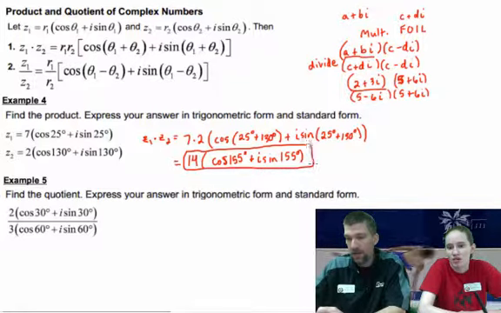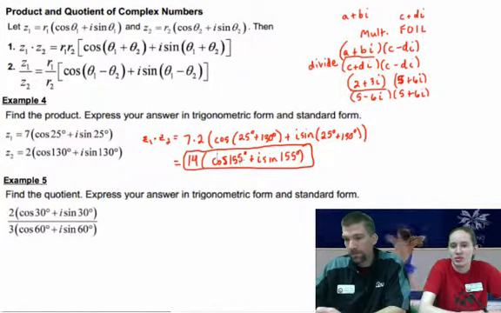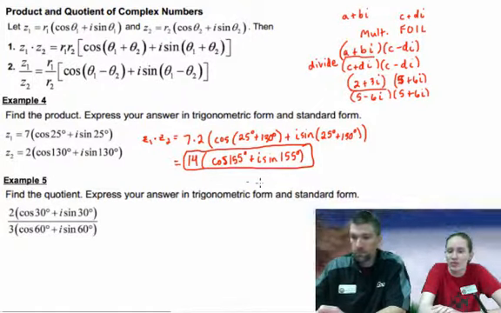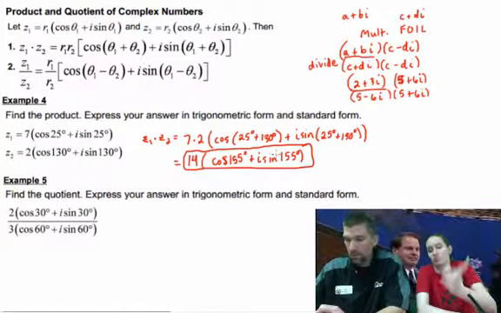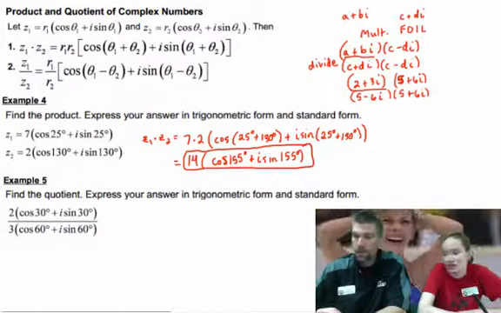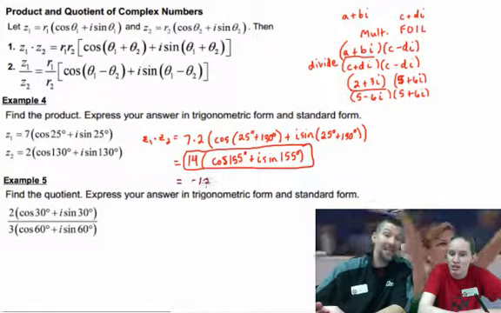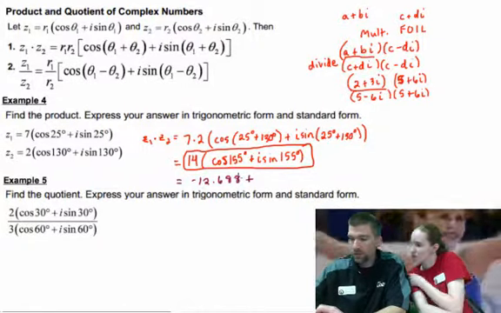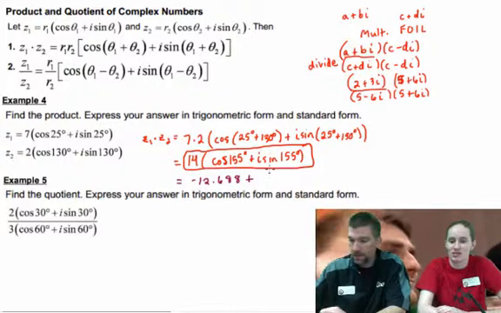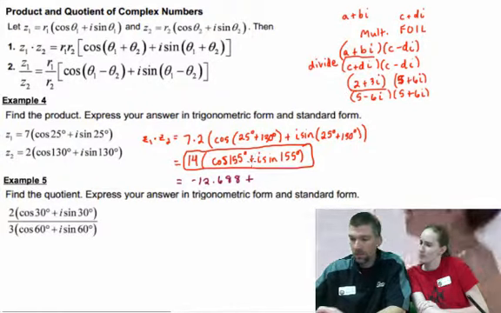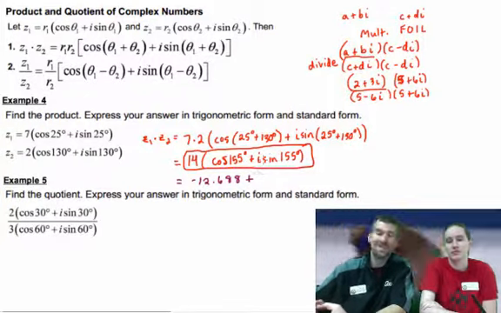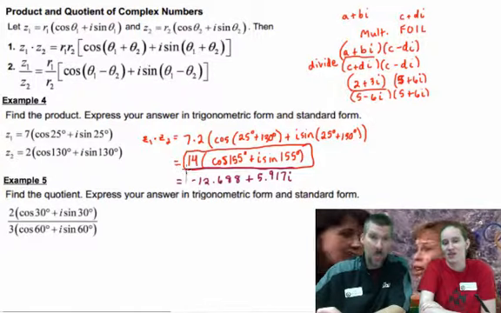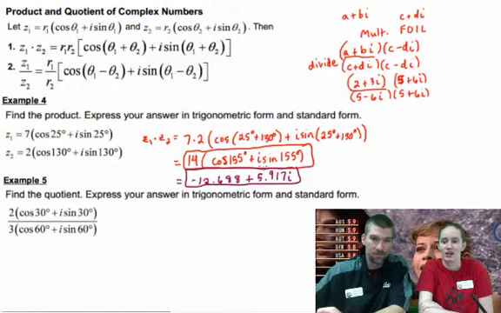All we're going to do here is distribute the 14 on the calculator: 14 cosine of 155 degrees, plus 14 sine 155, and then we'll put the i at the end. Negative 12.688. Oops, I forgot sine. I hit cosine again. That's 5.917 i. Okay, so that's that one.